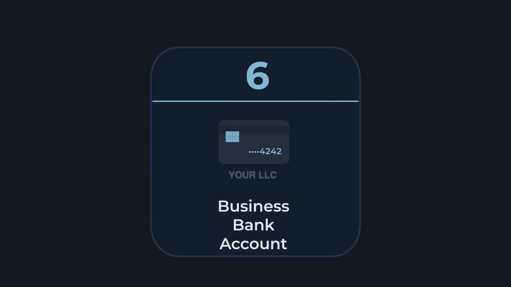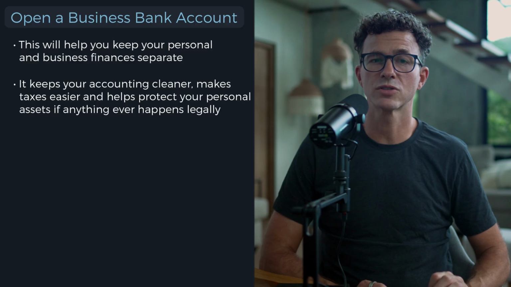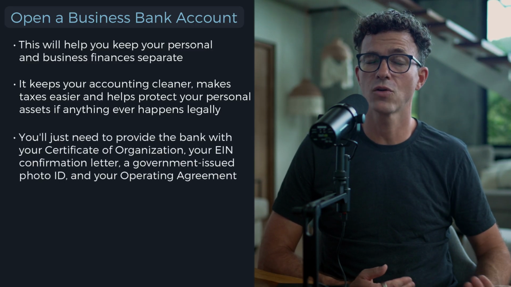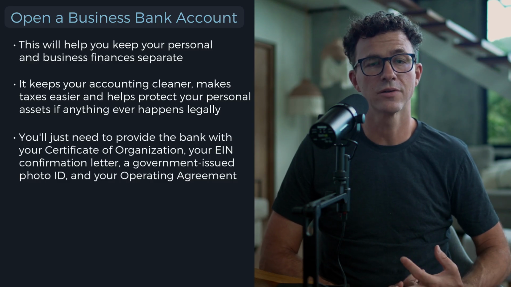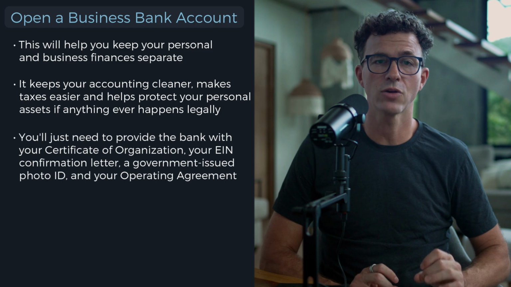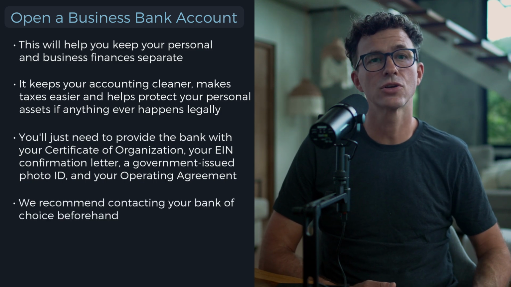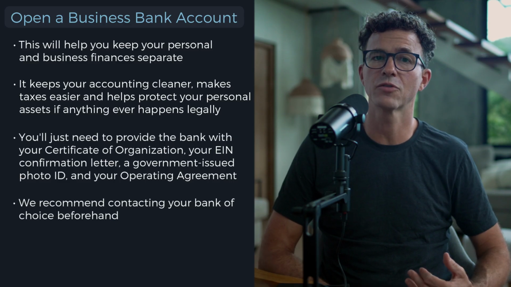Step 6, open a business bank account. This will help you keep your personal and business finances separate. It keeps your accounting cleaner, makes tax season easier, and strengthens your personal liability protection. To do this, you'll just need to provide the bank either online or in branch with your certificate of organization, your EIN confirmation letter, a government-issued photo ID, and your operating agreement. We recommend that you contact your bank of choice ahead of time to make sure you're bringing all necessary documentation, as the requirements can change a little bit from bank to bank.